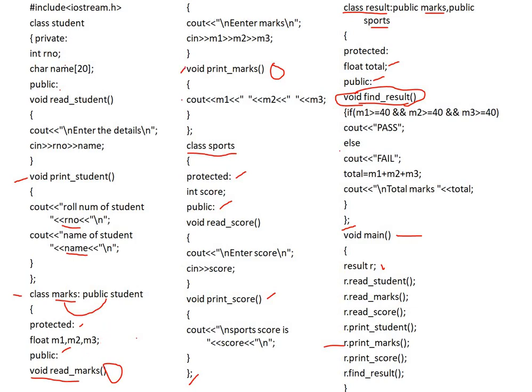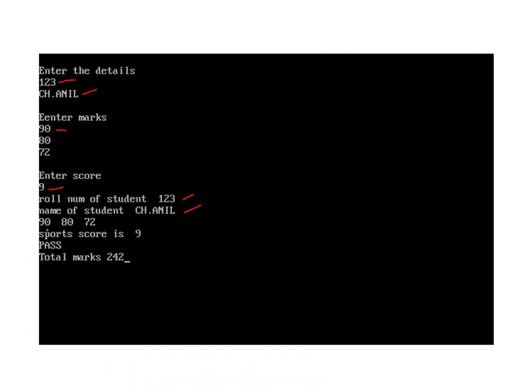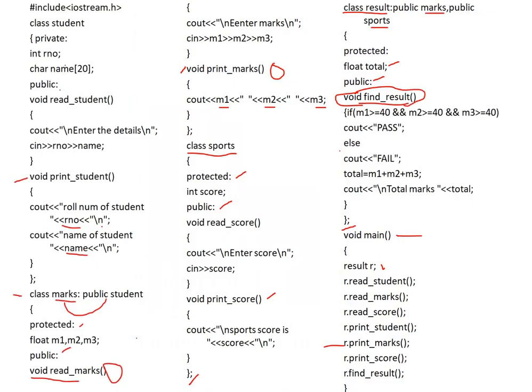If it is available, the set of the statements gets executed. We have only one statement, cout << m1 << space << m2 << space << m3. Here m1, m2, m3 give the values of m1, m2, m3. These are the values of m1, m2, m3: 90, 80 and 72. Next, after execution of this statement, immediately execution control goes back to the main function to execute the next statement, that is r.print_score.